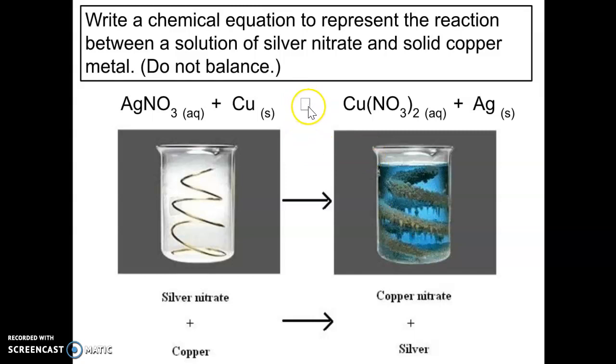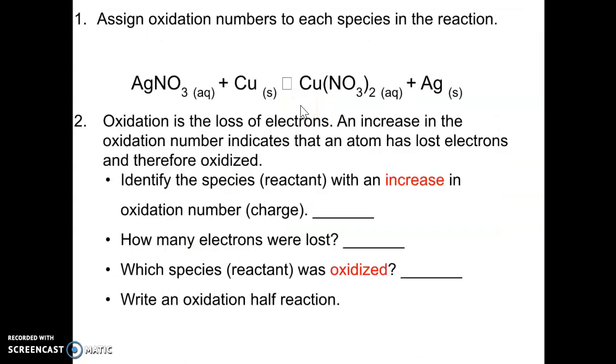Don't mind the fact that there is no arrow here. That's just a formatting error for my PowerPoint. And we are going to break down this reaction. In another video, I go through how I assigned oxidation numbers to all of these species, but for now we are just going to show what they are.